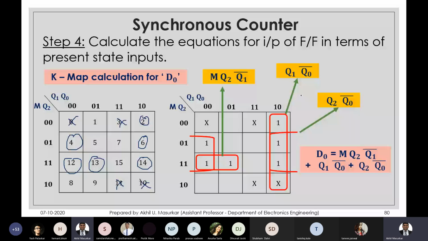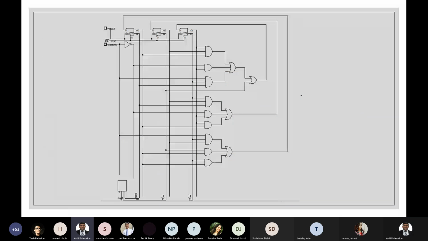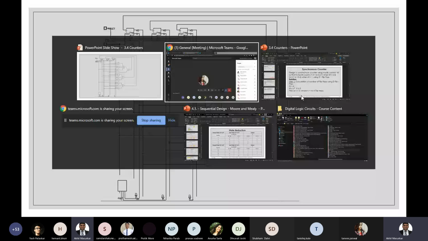So let's see the implementation for this. So it is going to be this way. So let me just check whether I have this circuit or not.